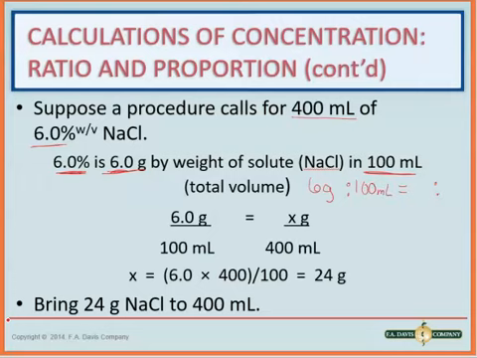And what's the equivalent part equal? Well, we know one of that's got to be the unknown. So let's read back and try to figure out what's the unknown. Suppose a procedure for 400 milliliters of 6%. So suppose, so that's the question. So that's going to be our x. And then it gives us 400 milliliters.